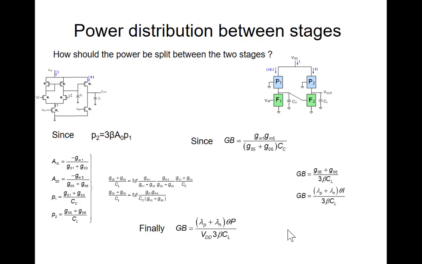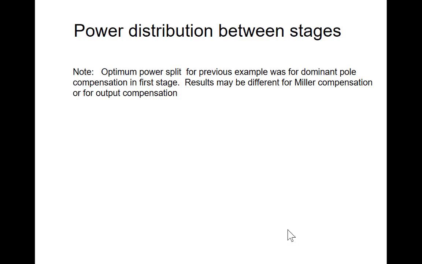So that tells me to have the most efficient power amplifier here, I want to push almost all the power in the second stage. Make sense? Thus, for a given GB, we want to make theta close to 1. Keep the devices out of weak inversion on the first stage. So this optimum power split was based upon dominant pole compensation on the first stage. The results might be a little bit different if we have the right half plane zero structure, but the approach is basically the same.